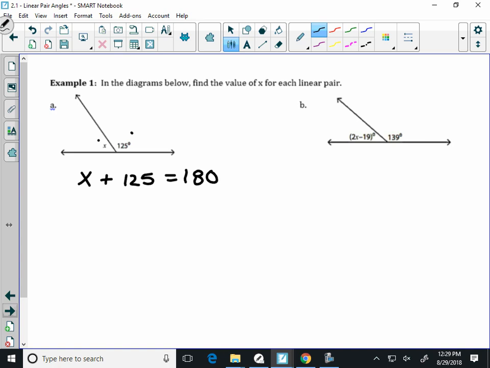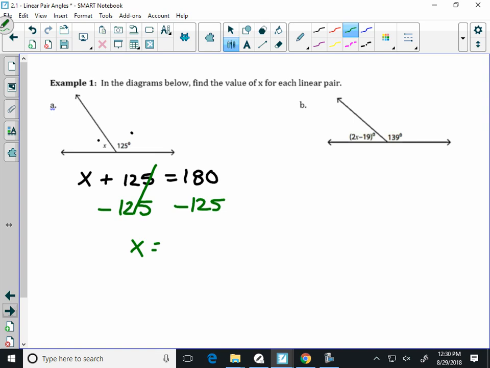Sometimes you're told you have a linear pair. Sometimes you have to be able to look at the diagram and know that you have a linear pair. And Jay, what's our step in solving? Our only step? Good. Subtract 125 from both sides. And 180 minus 125 is?